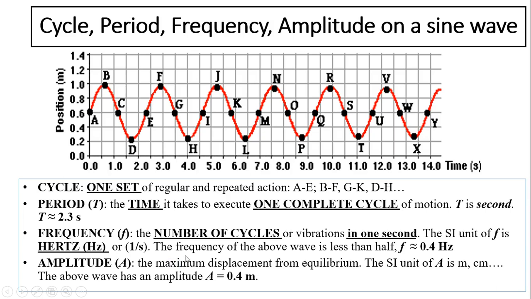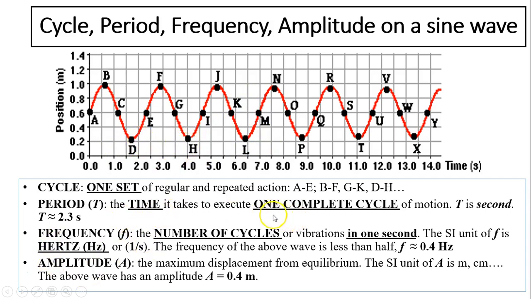Now let's take a look at this diagram. Let's see if we can find the cycle, period, frequency, and amplitude on this wave. A cycle is just one set of the regular pattern from A to E. That's one cycle we talked about. But B to F is another cycle because it's corresponding to the same point. You're going from the highest point to the next highest point. Another one is C to G or G to K. That's a cycle because you're coming to the same position. And H to L is another cycle, or D to H is another cycle.